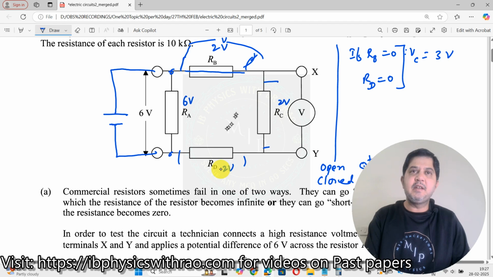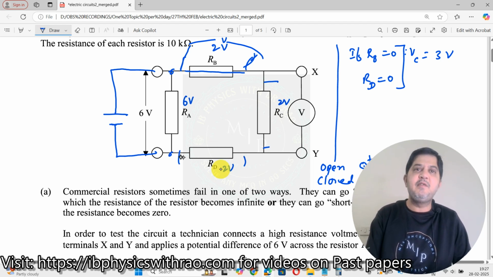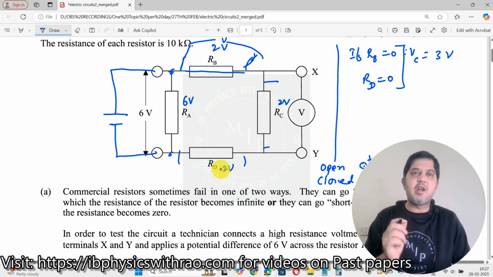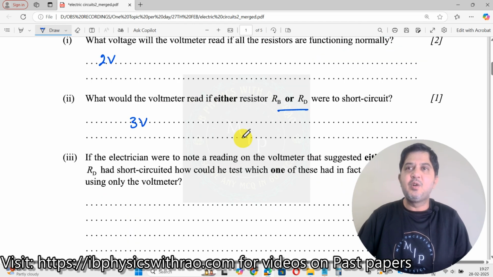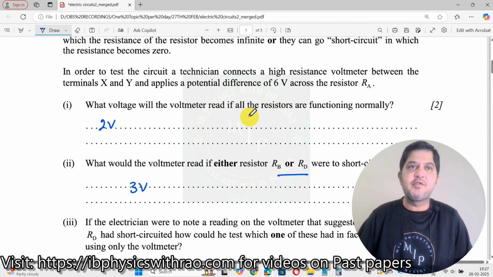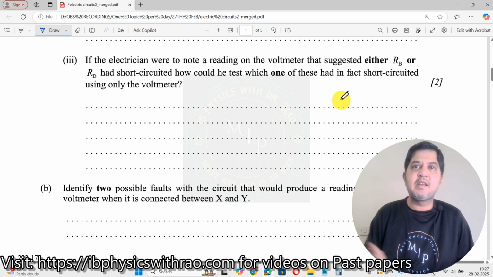But if it is not, if it is showing some value, 3 volt over here, and he connects it across the other one and finds that the voltage here is equal to 0, then immediately you can say this one is short circuited. So wherever the short circuit happens, the voltage drop across that resistor is equal to 0. So how do we write this? These are all 1 mark, 2 mark questions, and so on. Now this is for 2 marks. So what do you write?